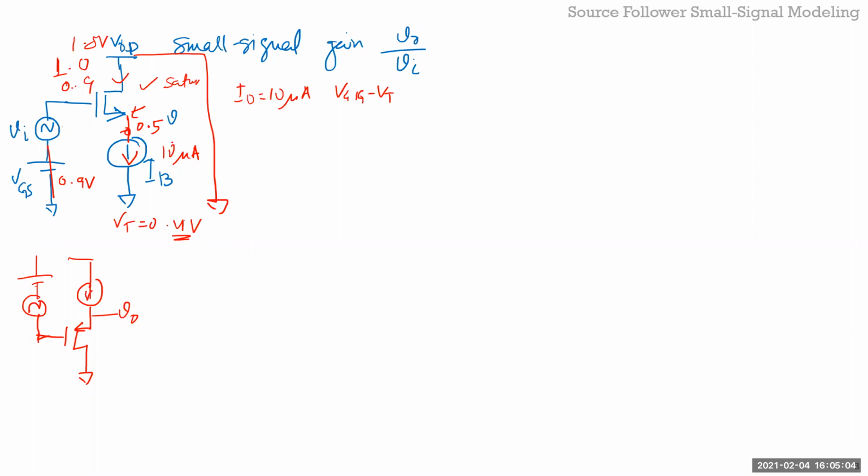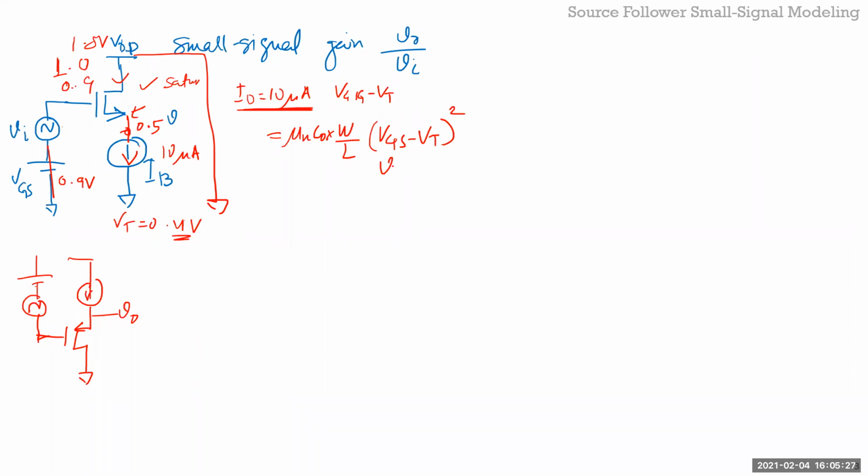Again, source bulk is shorted. Let's assume RDS is infinite. Now, what was the condition for it to give 10 microamps? ID was equal to mu n C ox W over L (VGS minus VT), right?